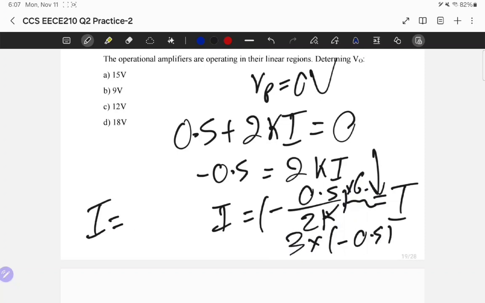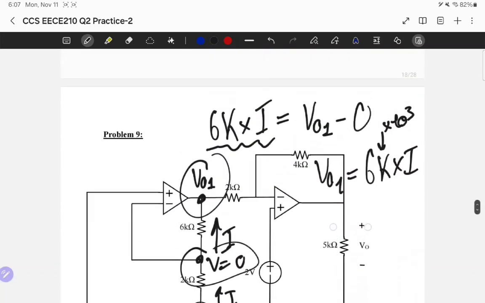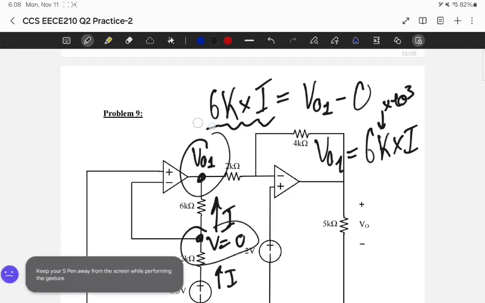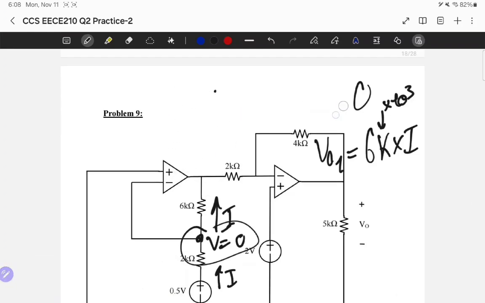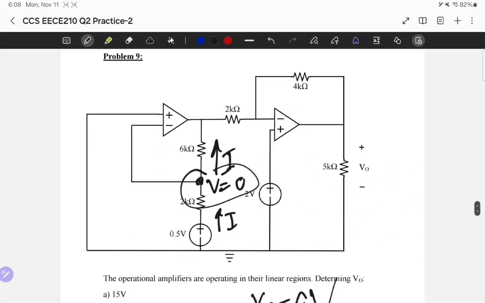So I is equal to, not I, multiplied by the resistor. So the voltage VO1 is equal to this. So minus 1.5 volt. So this right here is minus 1.5. Okay. I finished my job for the most part, I suppose.